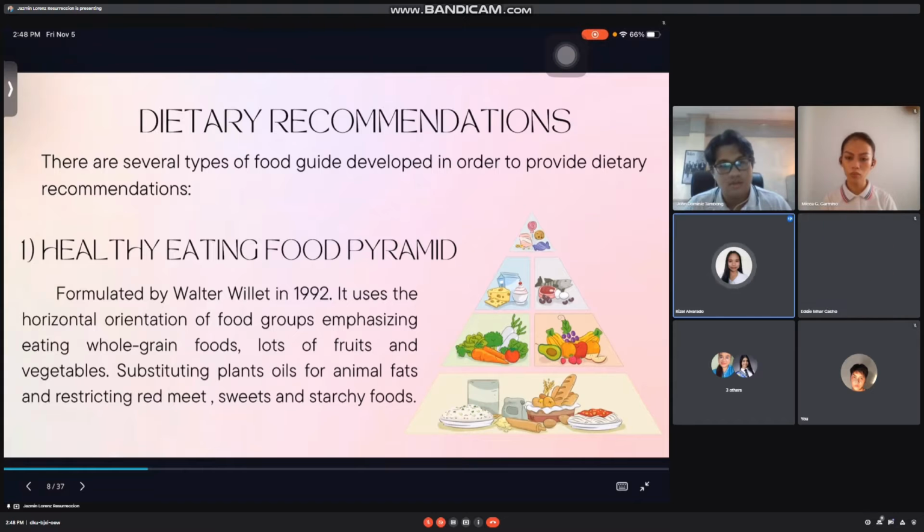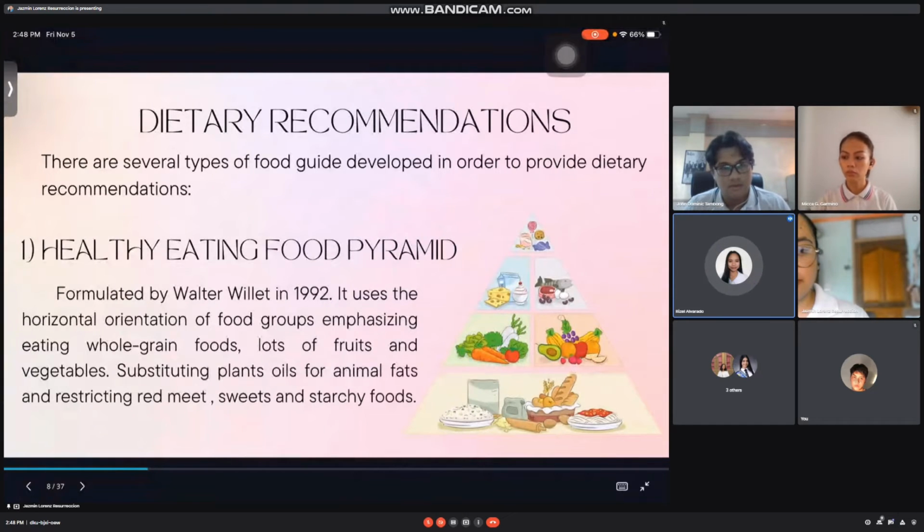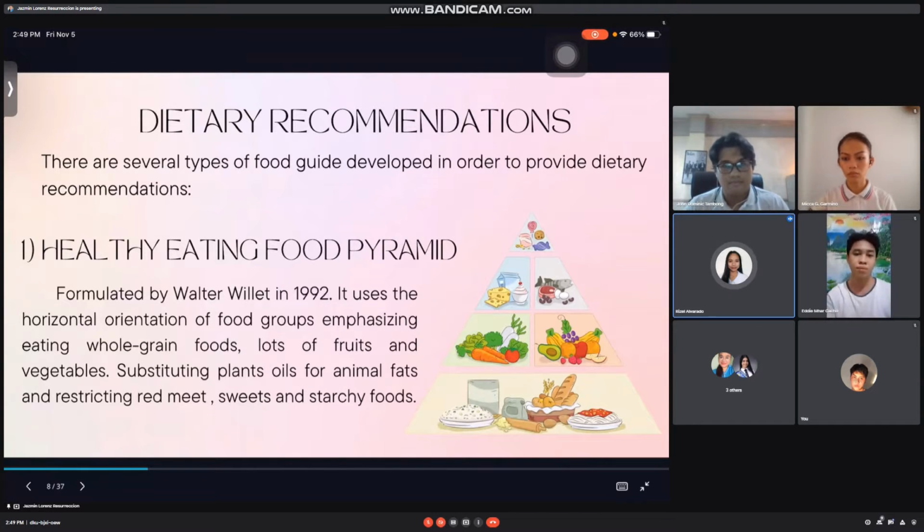Yes. There are several types of food guide developed in order to provide dietary recommendations. First is the Healthy Eating Food Pyramid. Formulated by Walter Willett in 1992, it uses the horizontal orientation of the food group, emphasizing eating whole grain foods, lots of fruits and vegetables, substituting plant oil for animal fats, and restricting red meat, sweet, and starchy foods. Okay, thank you. Next slide, please.